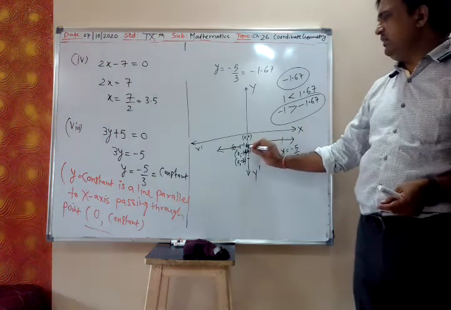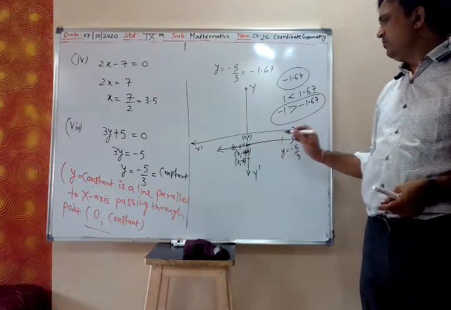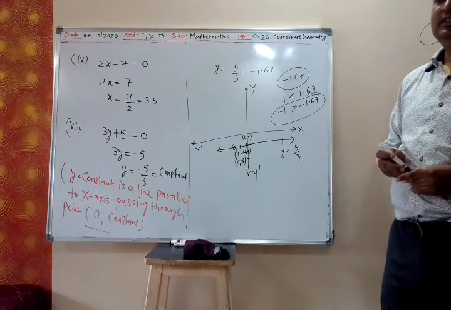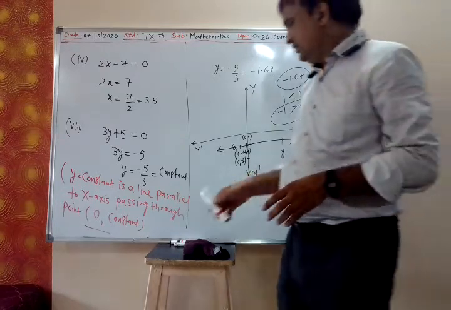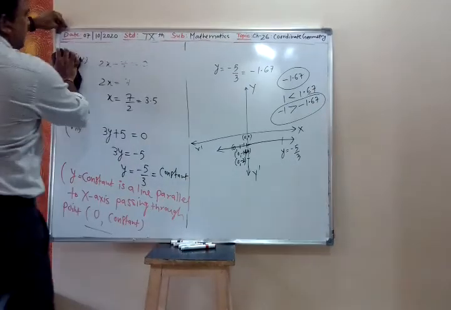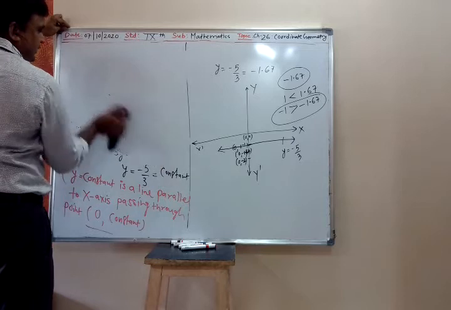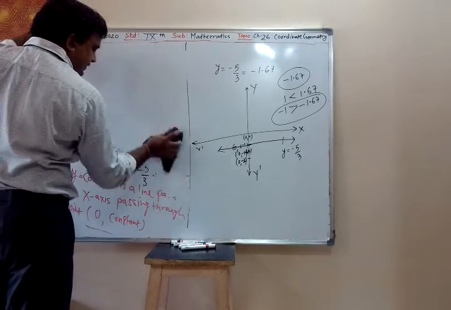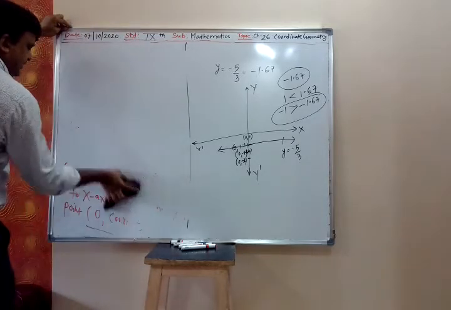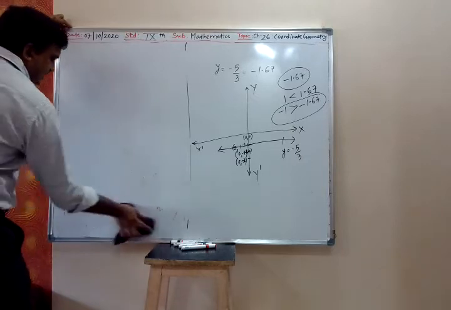After 0, which number will be there? Minus 1, no? Yes? Minus 1 is greater than minus 1.67. So between minus 1 and minus 2 there will be minus 1.67.